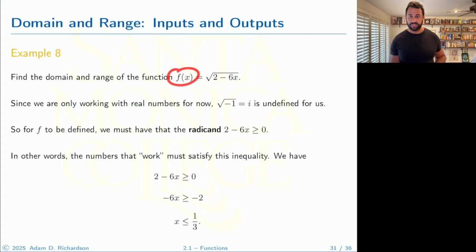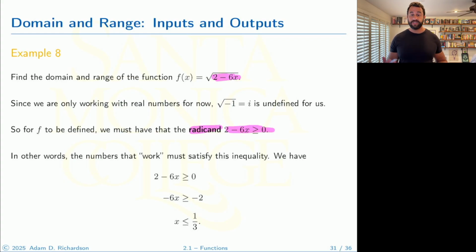So in order for this function to actually be defined, we must have that the radicand, which is the stuff inside the radical, has to be not negative, has to be positive or 0. So in particular, we need this. Okay, this right here, that is the condition on x that we need. We need 2 minus 6x to be greater than or equal to 0 in order for this function to work. If this is not true, then this function breaks, right?